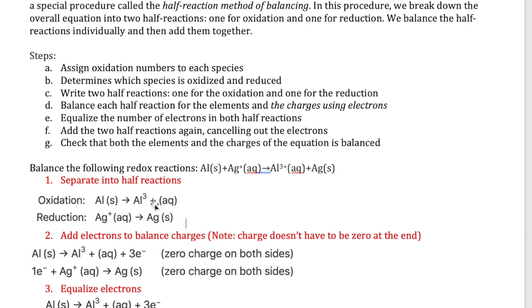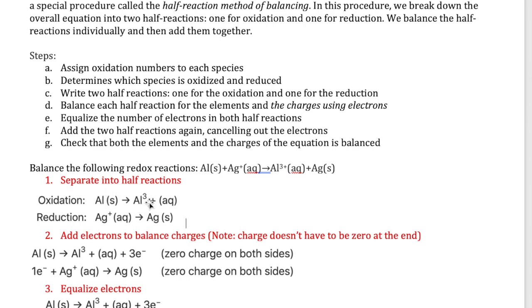Now, once we have that, what we have to do is then add the electrons to balance out the charges. And the way we do that is the following. Each electron is worth -1. So what we're trying to do here is we look at the left side and the right side to determine what kind of charge we have. So on the left side, our charge currently is 0 because aluminum is an element, so that has an oxidation state of 0. Aluminum 3+ has an oxidation state of +3. So we have a 0, we have a +3.